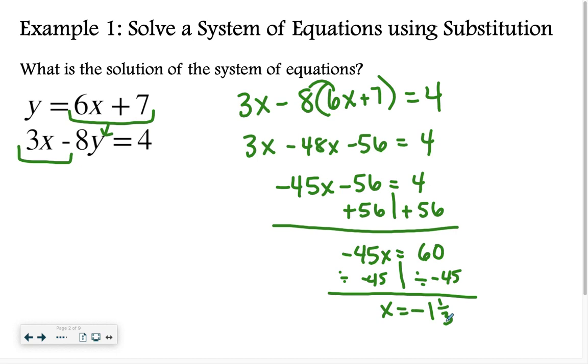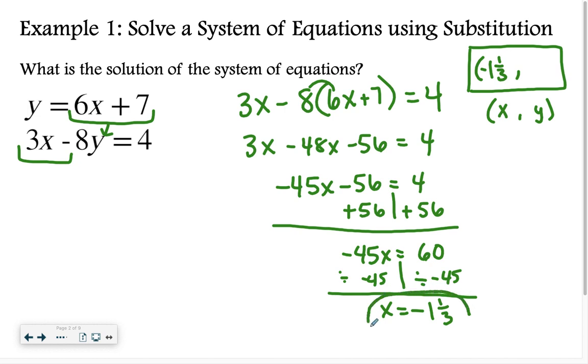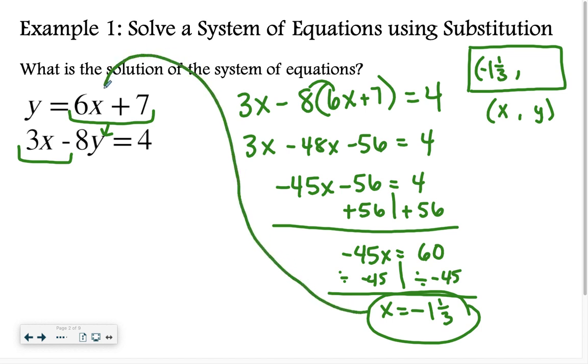Okay, so now remember, we're always trying to solve for an xy coordinate. So we just figured out negative 1 1/3. We figured out our x. Now we need our y value. So once you have that x value, you're going to plug it into the equation you haven't plugged anything into yet. So I'm going to go back to that first one. I'm going to plug it in there.